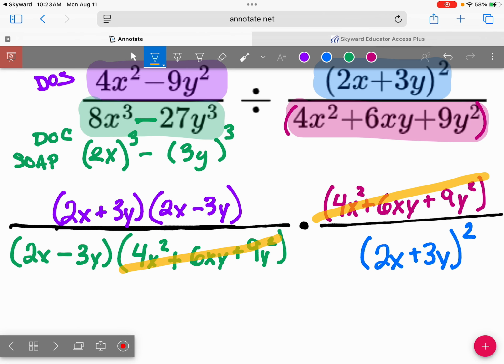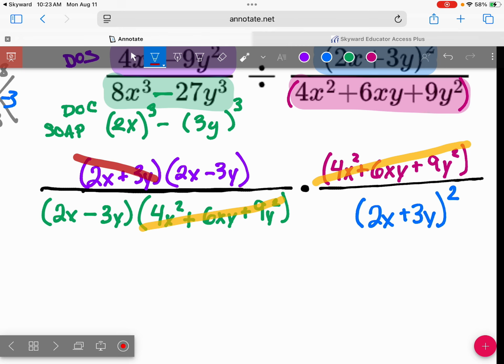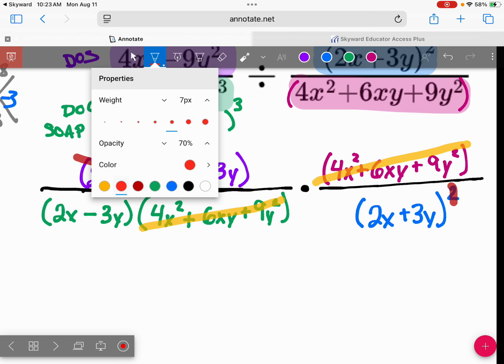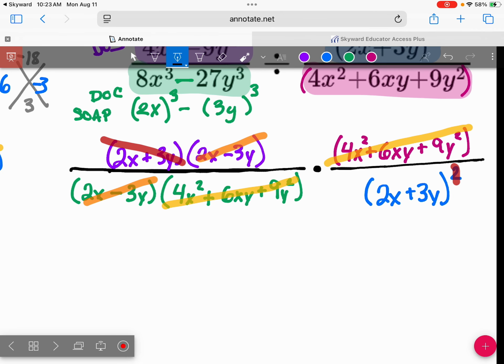What else are we going to have that cancels out? 2x plus 3y. I've got one of these guys canceling out with one of those guys, because I had 2 of them down there. And we have a 2x minus 3y that's going to cancel out, this guy and this guy. What are we left with in our numerator? 1. Think of it like 7 over 7 or 2 over 2. If it's exactly the same, it's not that we have 0 up there. It's not that we have nothing. It's just 1. It's simplified down to be 1.